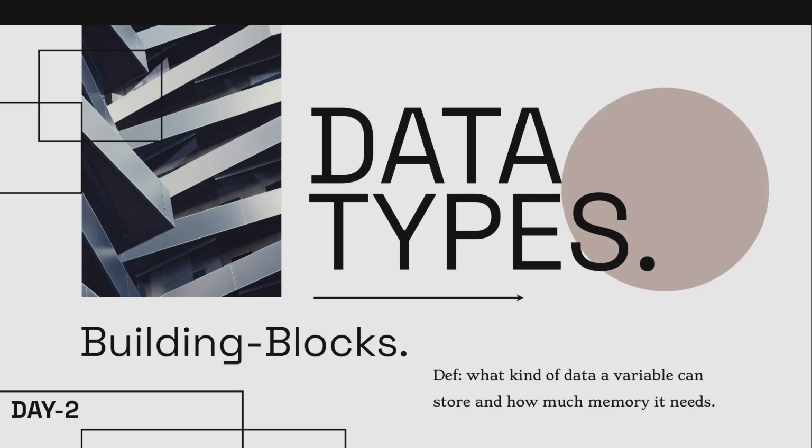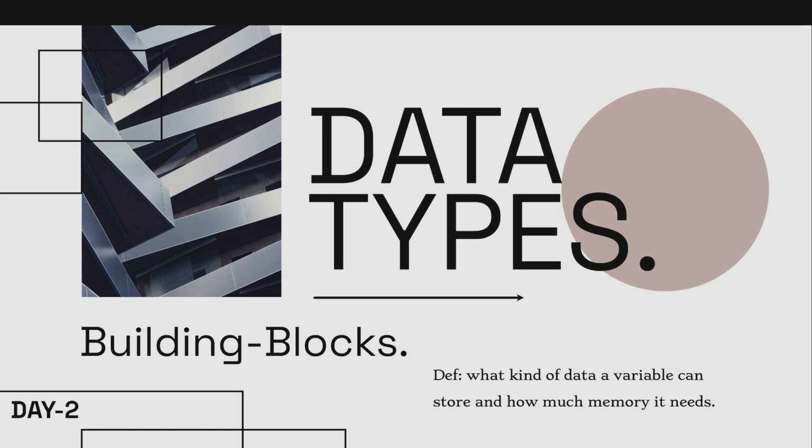Data types. You know Java is a statically typed programming language, which means variable types are known at compile time. At the time of compilation, it checks all the fields, what the types are, and which data is assigned. But what is a data type? It defines what kind of data a variable can store and how much memory it needs. What kind of data and how much memory.